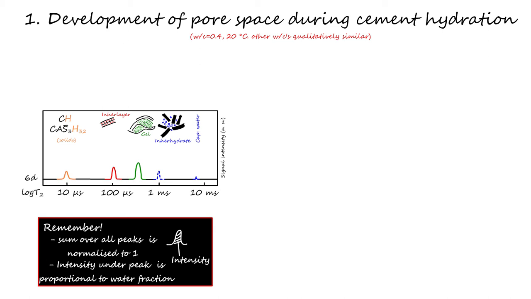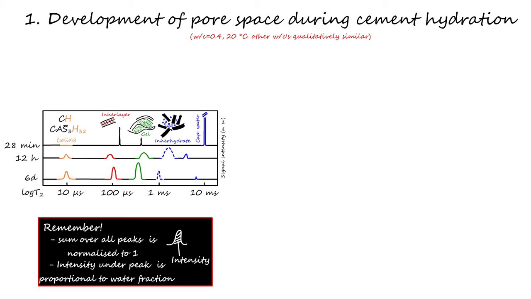If we go back by 5.5 days, we see that after 12 hours of hydration, the water population looks slightly different. The peak intensities have changed, also the peak positions have shifted. Just after 28 minutes of hydration, the result is drastically different. The spectrum is dominated by the blue capillary water peak and 2 peaks with negligible area in the T2 range, where the interlayer and the gel peaks appear later.